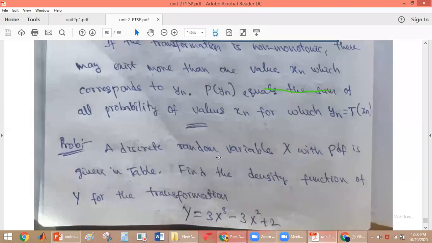A discrete random variable x with the PDF is given in the table. Find the density function of y for the transformation y is equal to 3x cube minus 3x square plus 2.